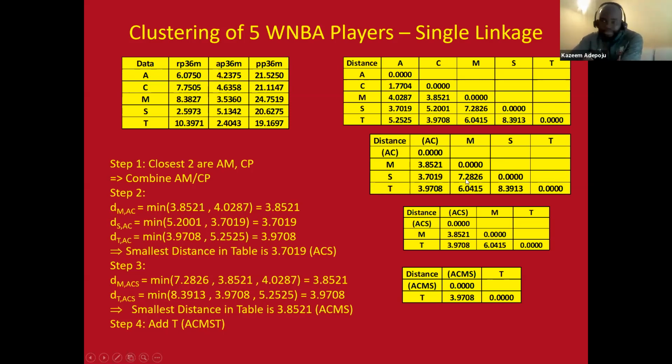This is a new table. You can see in the new table, the dimension has actually been reduced. But you know what? We still want to reduce this dimension. The next thing we're going to do now: where is the smallest? Here. Okay? We're going to look at the smallest, and 3.8521 is the smallest. Then you do the same.